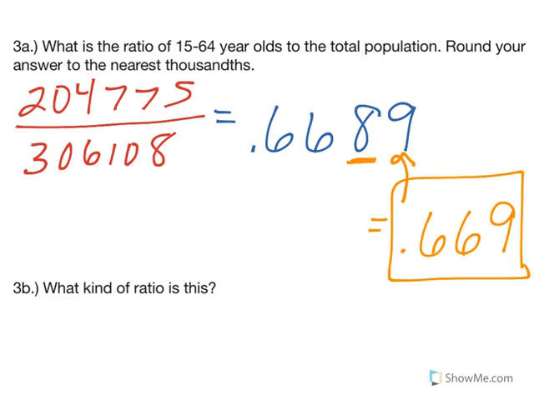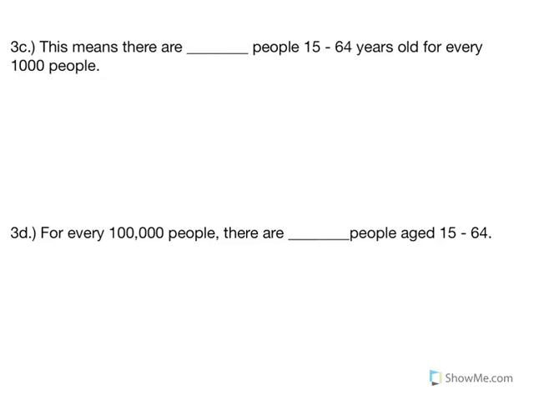as a decimal. And again, this is a part to whole ratio because the denominator is the entire population while the numerator is part of the population. We're going to use that decimal of 0.669 to lead us into letter 3C.